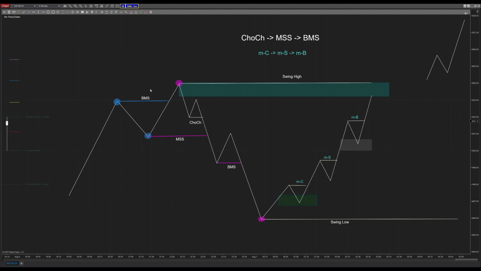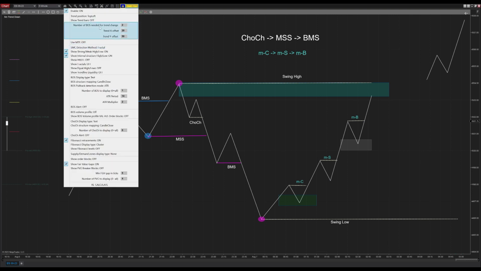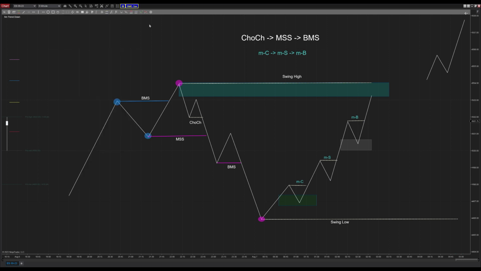So as a matter of fact, if I just go to the drop-down menu, it's one of the first things you see here. Number of breaks of structure to define or determine a trend change. Right? It can be 1, can be 2, can be whatever you want to make that. But for our purposes here, what we've done is change the labeling here for identification purposes. Now, there is no right or wrong answer here. For some, a single break of market structure is enough to define a trend change. For others, they're looking for the second break, as we see here, to confirm the trend change.